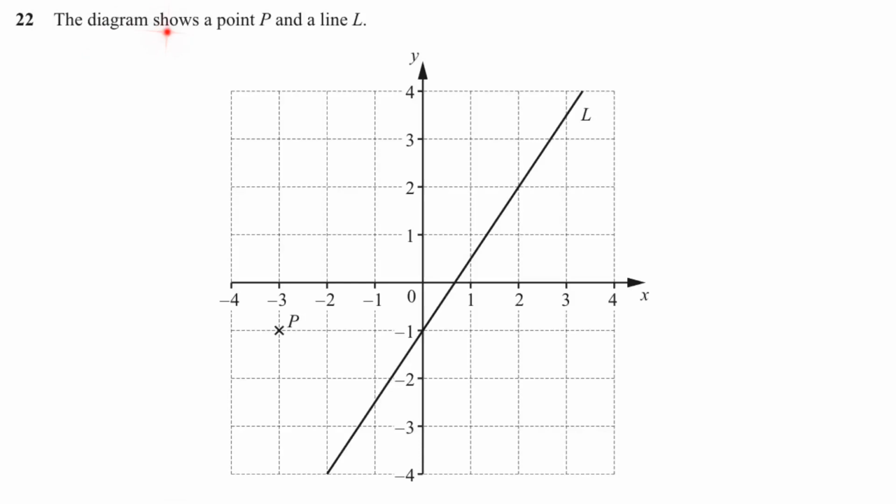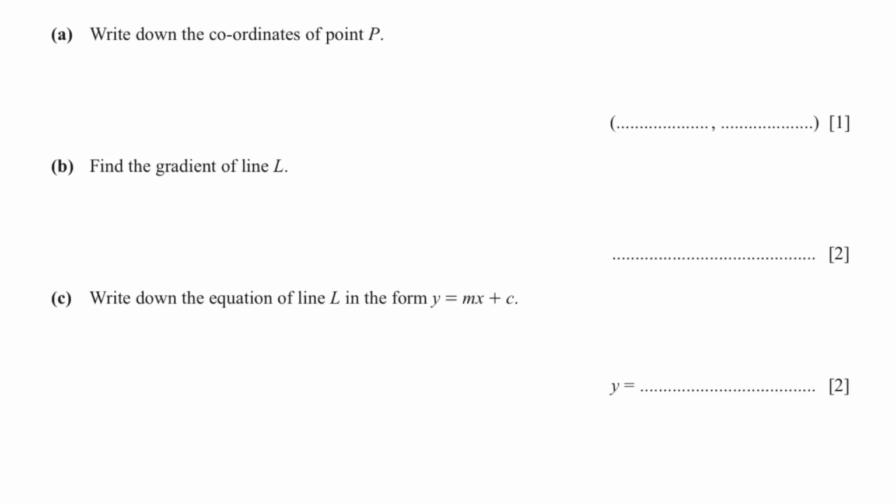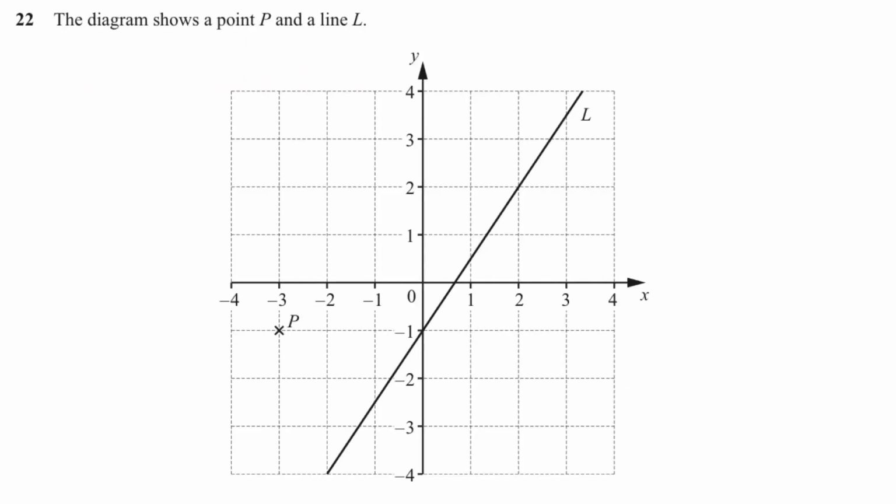Question number 22. The diagram shows a point P and a line L. Part A, write down the coordinates of point P. First, we have to look at the x value. So this is the x-axis. We look at the x value and then you look at the y value. So P is -3, -1.